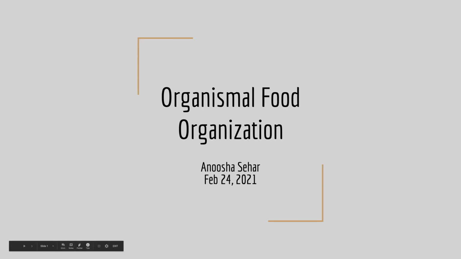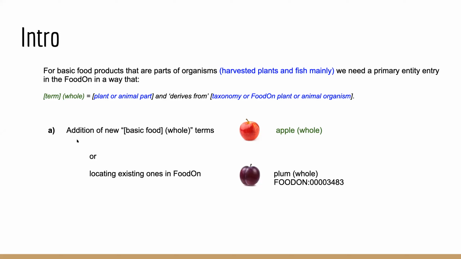So I've made this slideshow brief and simple, so it could be easily understandable even by those people who are not directly involved in ontology. Damien and I are currently working on organizing all the organismal foods and connecting food quality to them. The idea behind this organismal food organization is to have a primary entity in FoodOn for basic food products that are part of an organism, harvested plants and fish mainly, in a way that we would have a whole term which would be equivalent to any plant or animal part from which it derives and its NCBI taxon.